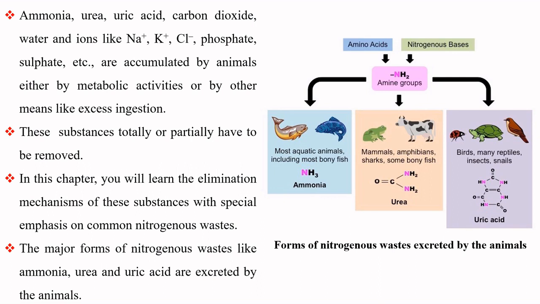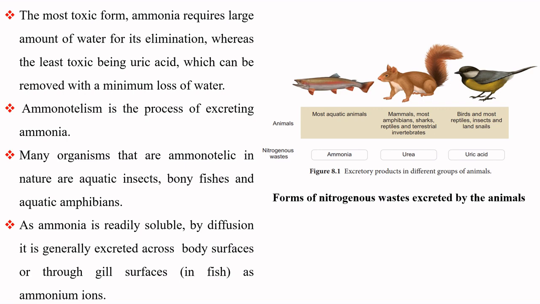The major forms of nitrogenous wastes like ammonia, urea, and uric acid are excreted by animals. The most toxic form, ammonia, requires a large amount of water for its elimination, whereas the least toxic, uric acid, can be removed with a minimum loss of water. Ammonotelism is the process of excreting ammonia.